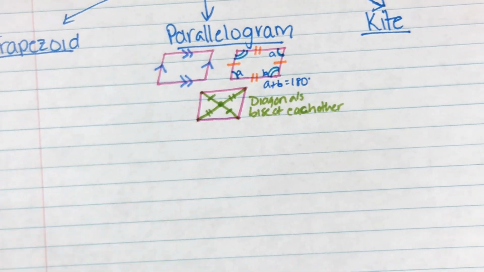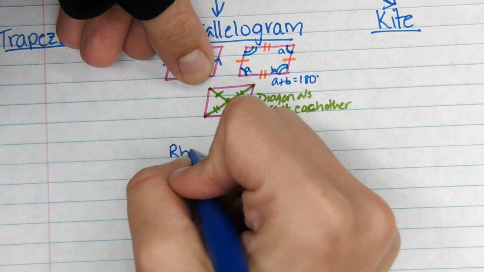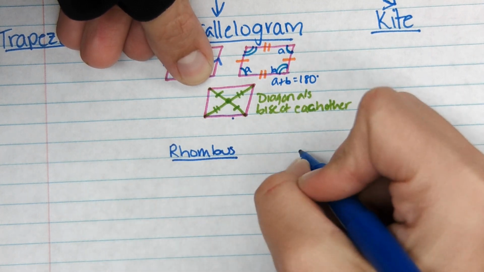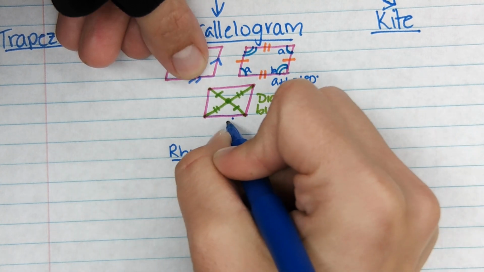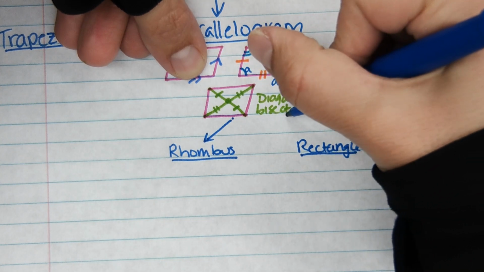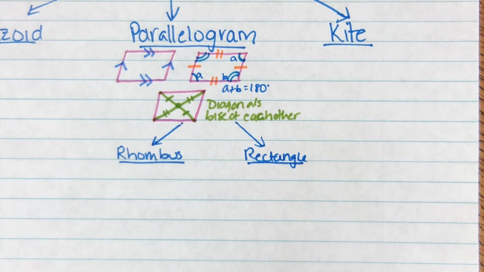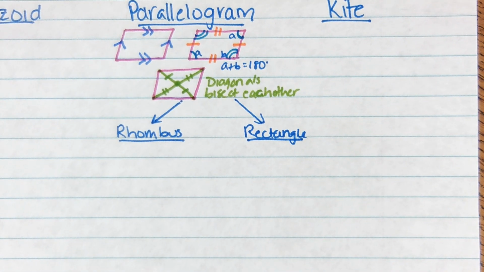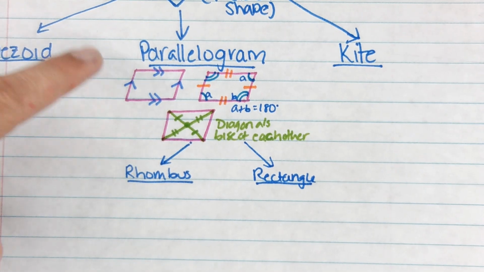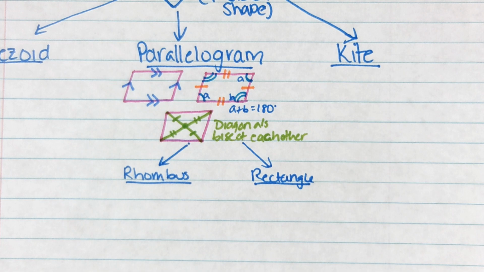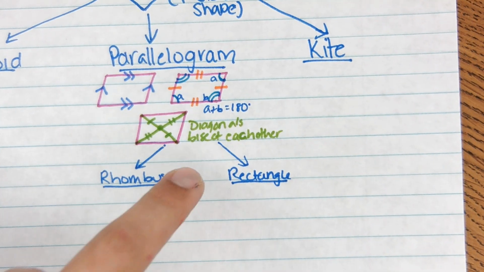Then parallelogram has 2 kids. So the 2 kids are called a rhombus and a rectangle. So 2 babies, rhombus and rectangle. And again, keeping room on the sides for tomorrow's stuff. Okay, so rhombus and rectangle have all the characteristics of their parent, the parallelogram, as well as their grandparent, the quadrilateral. It's a 4-sided shape for quadrilateral, and then all of these characteristics for parallelogram apply to these shapes.